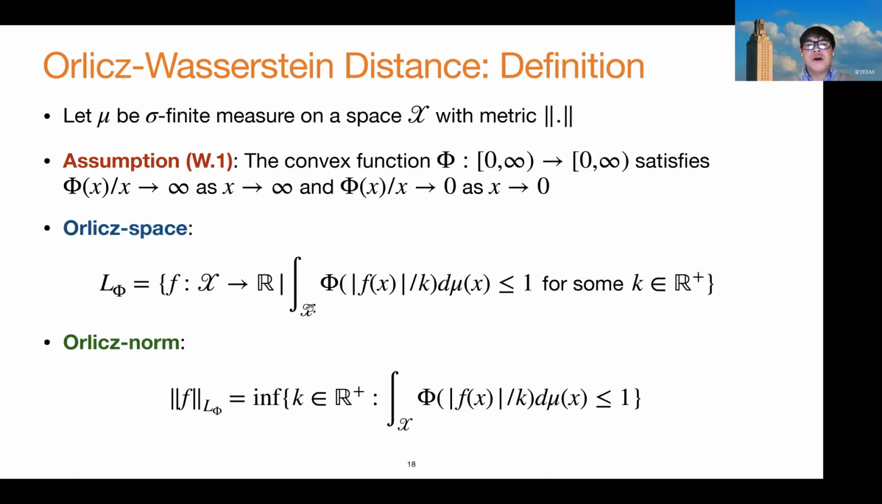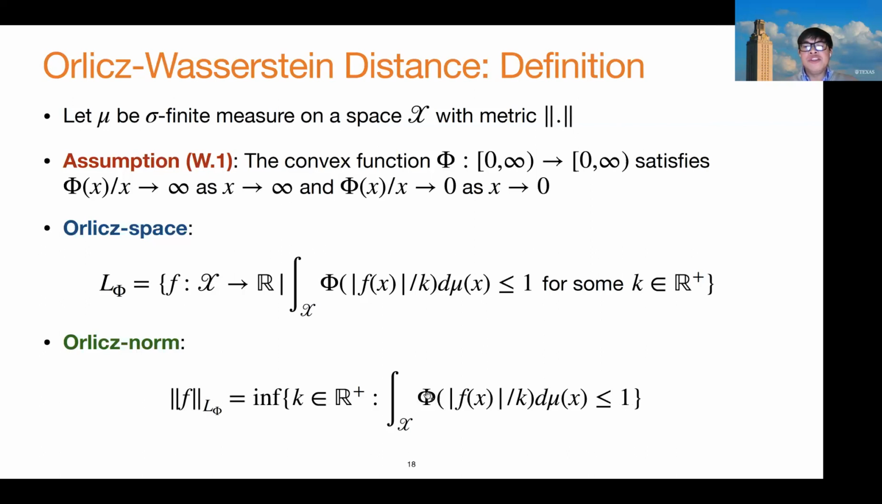Such that the integral of phi of the absolute value of f(x) divided by k, with respect to the Lebesgue measure, is equal to one, for some k. Basically, if we consider the traditional Euclidean norm, where phi is just x squared, the standard L2 norm, then the Orlicz norm below is the minimum value of k such that the integral of the above term is less than or equal to 1.